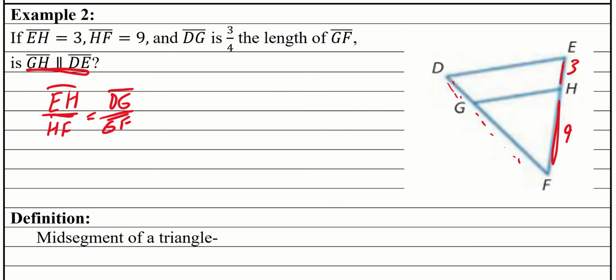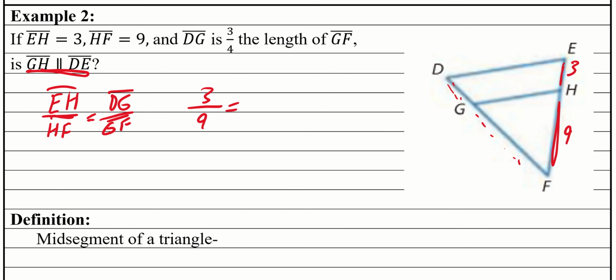So for example here, EH we already know is 3, and then HF is 9. Okay, and so if I want to simplify this fraction, 3 over 9, that's the same thing as 1/3. Okay, so this is, in other words, kind of like the scale factor or the difference between the two. Okay, EH is 1/3 the size of HF.